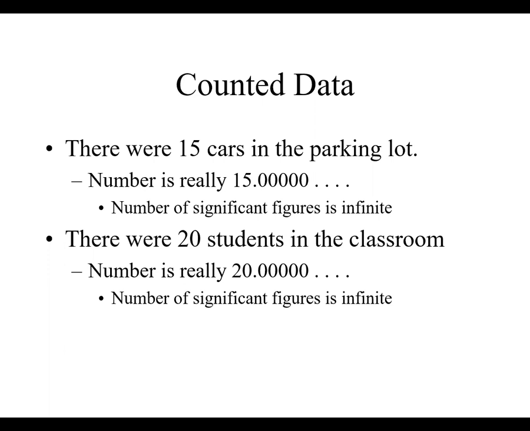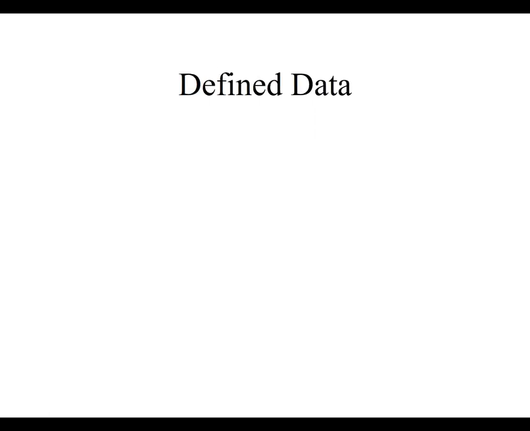Okay, that's one place then where we get exact numbers. It's when we count discrete objects, that is, objects that only come in whole numbers. Okay, well now look at another case where exact numbers arise, and that is in defined data.